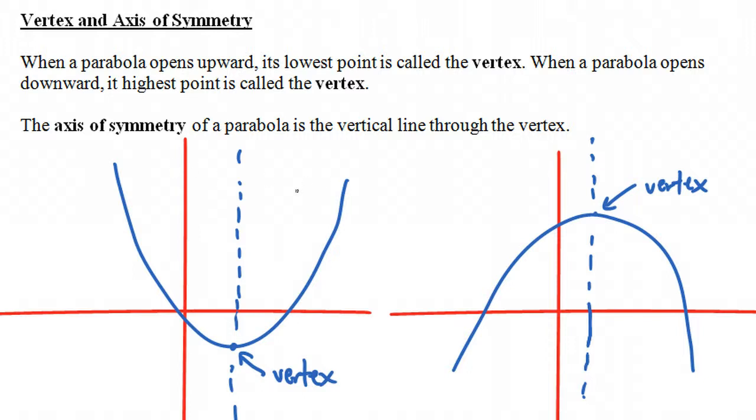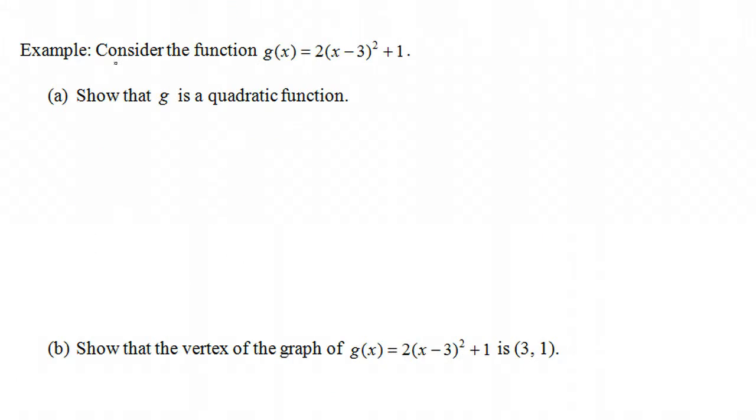And notice that the parabola is symmetric with respect to that axis. In other words, the two sides of the parabola are mirror images of each other across that line, that axis of symmetry. Okay, let's look at an example. Consider the function g of x equals 2 times the quantity x minus 3 squared plus 1. Show that g is a quadratic function.